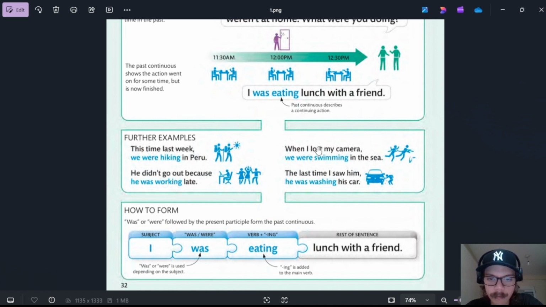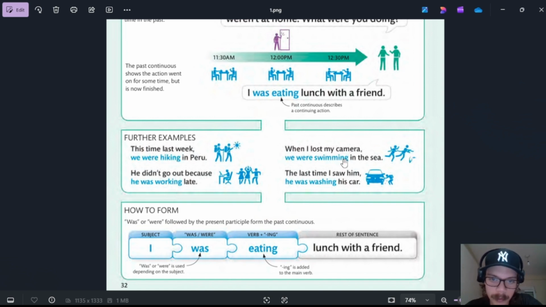I'm going to read these 4 examples here, just so you have more reference. This time last week, we were hiking in Peru. When I lost my camera, we were swimming in the sea. He didn't go out because he was working late. The last time I saw him, he was washing his car.